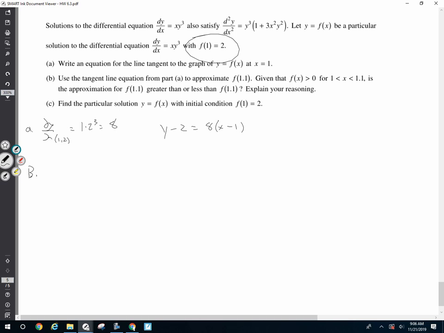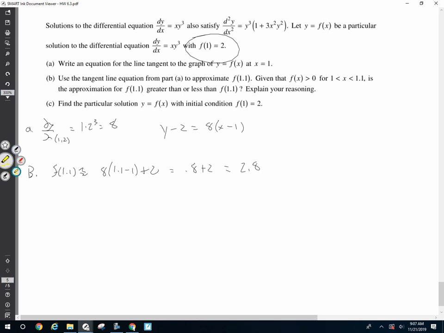B, use the tangent line equation of part A to approximate. So this is unit 4 again. f of 1.1 is going to be approximately 8 times 1.1 minus 1 plus 2, which is 0.8 plus 2, which is 2.8. Given that f of x is greater than 0 between 1 and 1.1, is the approximation for f of 1.1 greater than or less than f of 1.1? So is this an over or under approximation?